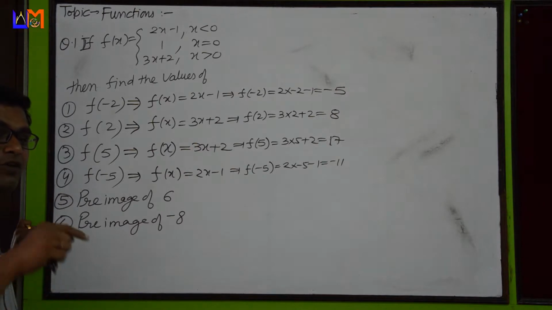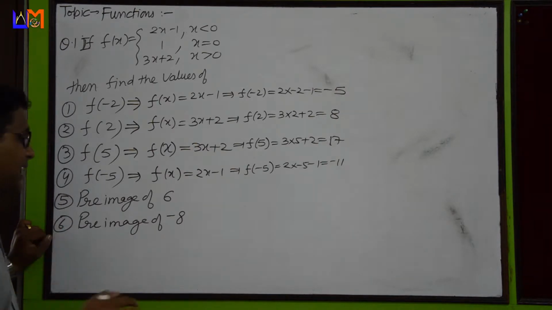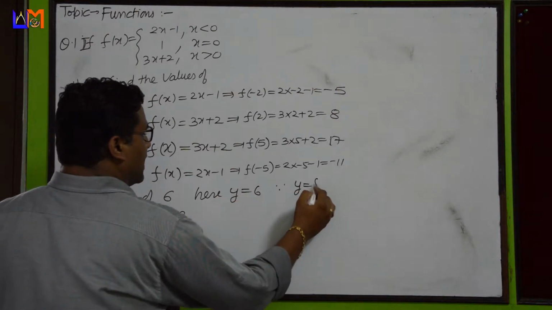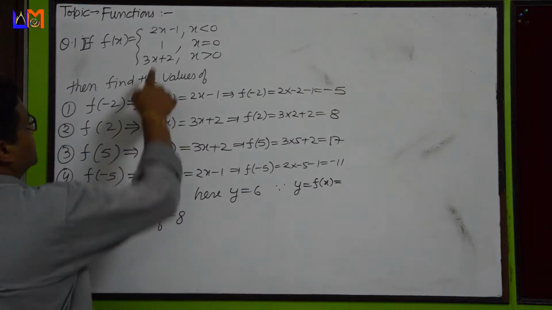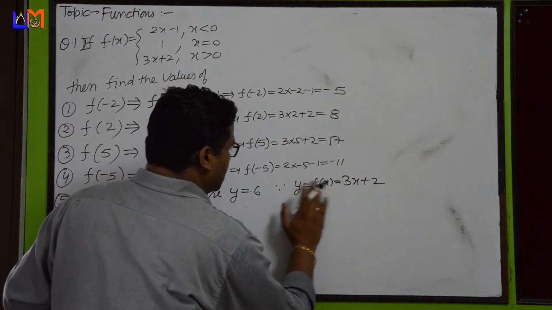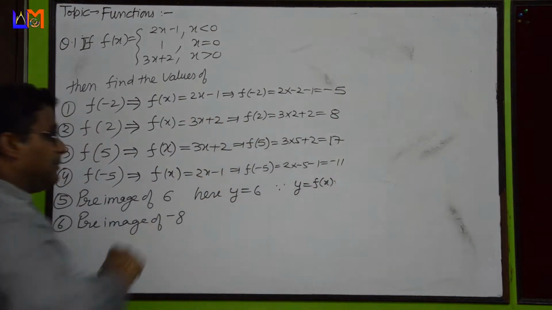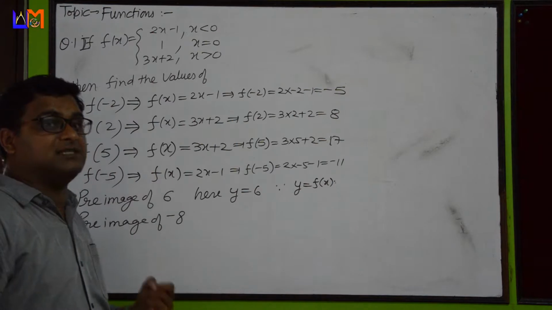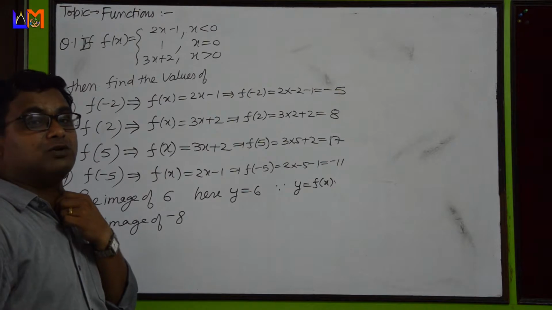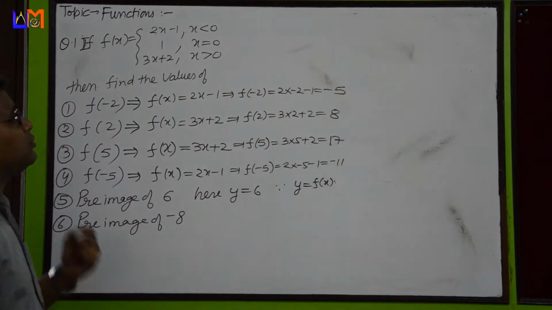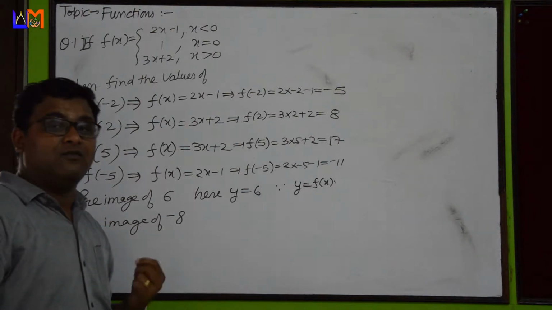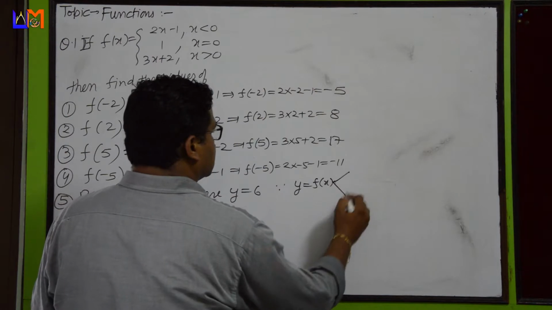So we are given what? y, and we need to find x. So here y is 6, and since y equals f(x), for 6 it is 3x plus 2. We need to find the pre-image of 6. Now for y equal to 6, we have two types of functions from which we could take the pre-image. We have to think: y equal to 6 comes from which one? So here we can find the image from both the functions.